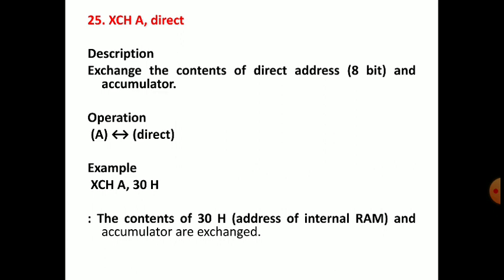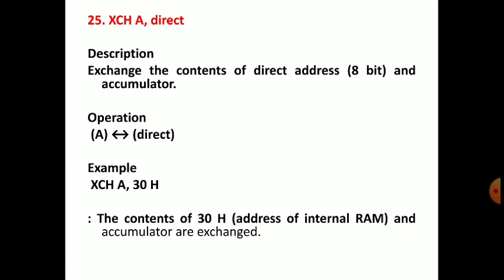Moving on to the next instruction, the same exchange instruction, but here instead of register RN we have used direct address. XCH A comma direct, exchange the content of direct address which is 8-bit with the accumulator. The operation you can represent as contents of A are exchanged with contents of whatever the direct address is representing.